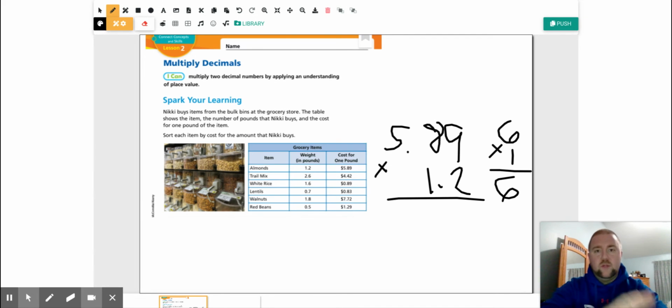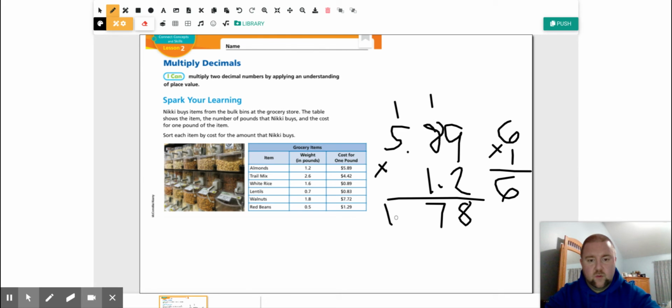Now, when I'm multiplying this problem, I'm going to multiply it just like I would do any other multiplication problem. I'm going to forget about the decimals, right? So I'm just going to do 9 times 2 is 18. Carry my 1. 2 times 8 is 16 plus 1 is 17. My 7, carry my 1. 2 times 5 is 10 plus 1 is 11. Okay, so I've added these in so I can get rid of those.